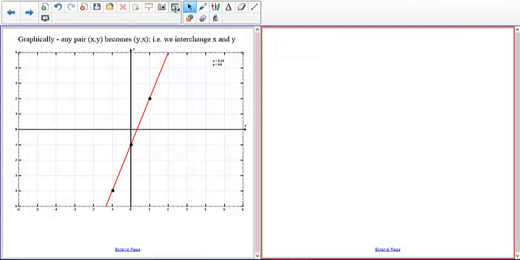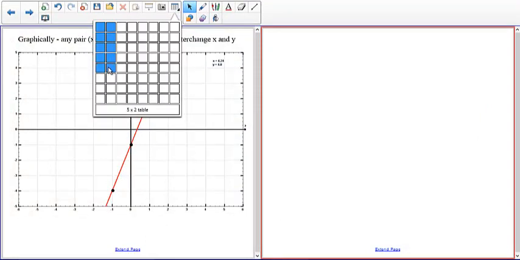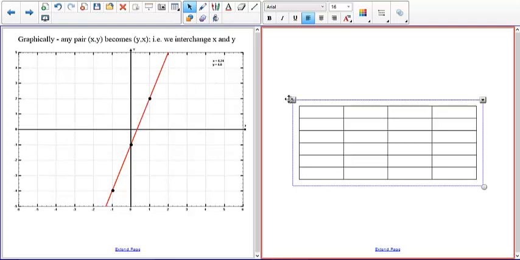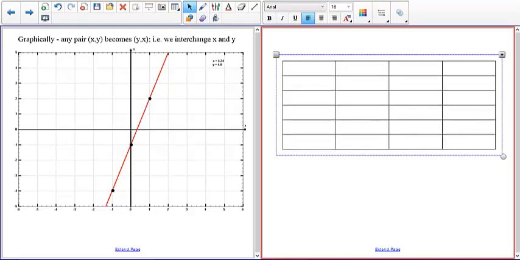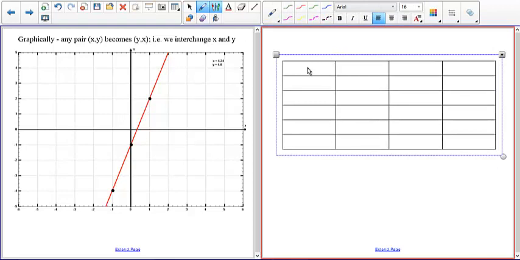So let's create a table. All we need is two columns. Actually, we'll make 4 columns. Okay, so here it is. The first 2 columns are going to be the x and the y value. So let's pick the ones where there are dots. So this is going to be -1, -4. And this one is going to be 0, -1.